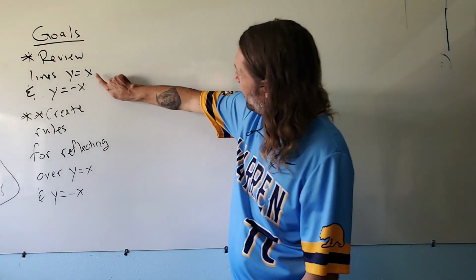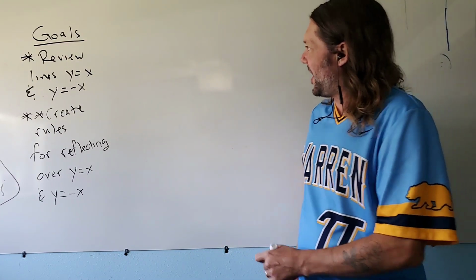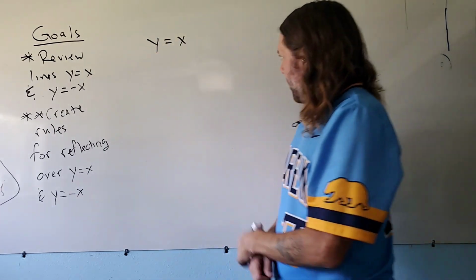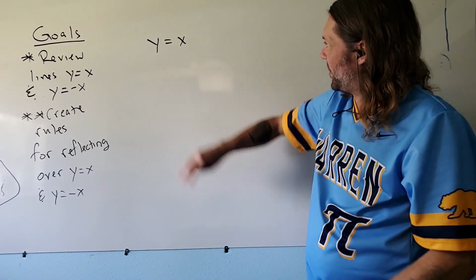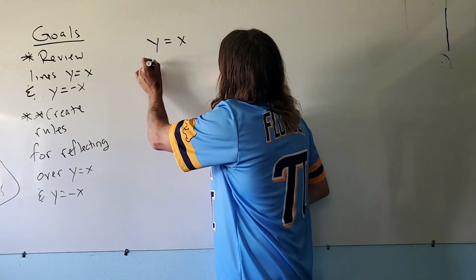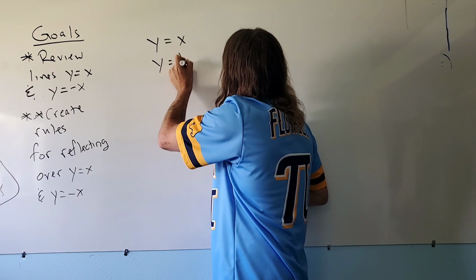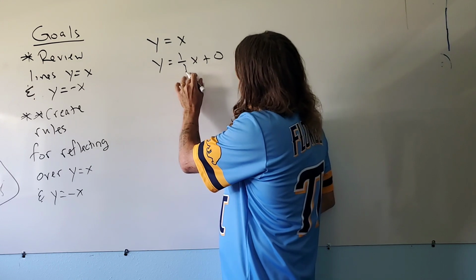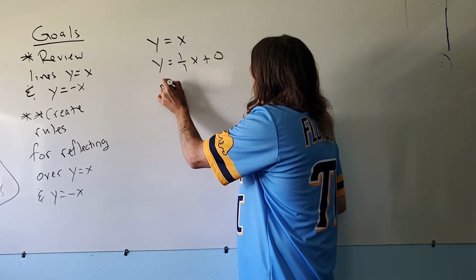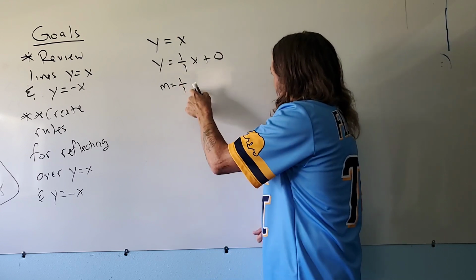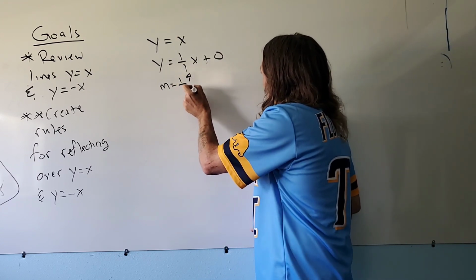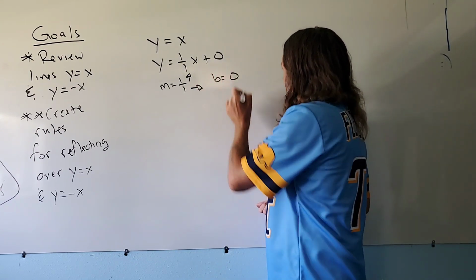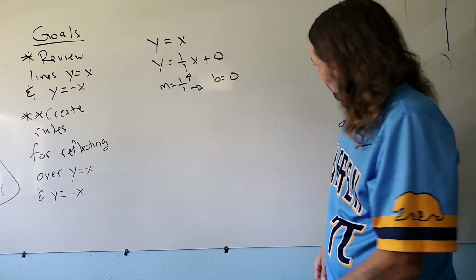All right, so I want to review y equals x. Now remember, this equation actually has hidden numbers in it. The equation can be written as y equals 1 over 1 x plus 0. And my slope, which is the number with the x, is going to be equal to 1 over 1. A positive over a positive, I rise up and I run to the right. And I begin my graph at 0. So let me go ahead and graph this.